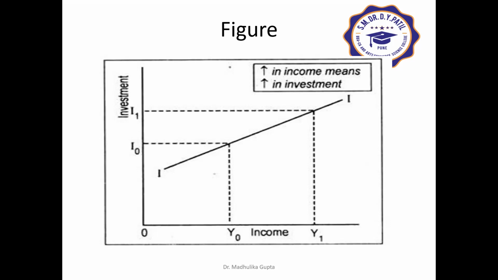Now, autonomous investment contrasts to induced investment, which increases or decreases in response to the level of economic growth. Induced investment aims to generate a profit, but autonomous investment is for societal welfare. Since induced investments respond to shifts in output, they tend to be more variable than autonomous investment. The latter acts as an important stabilizing force, helping to reduce volatility in induced investment. So this is the difference between autonomous and induced investment, to be precise.